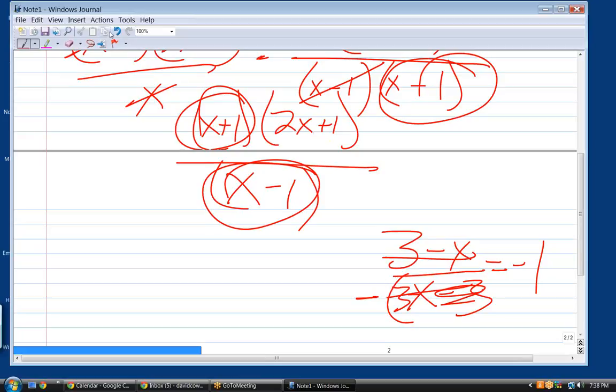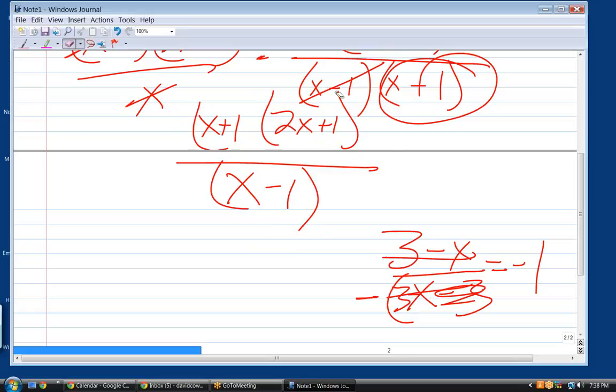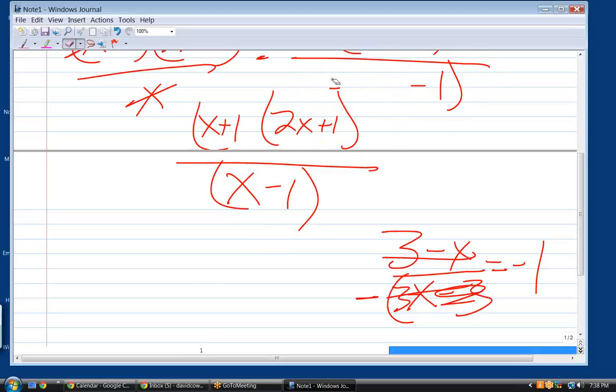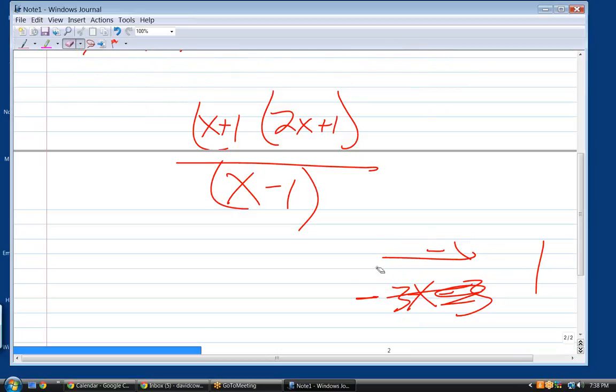I mean, I could multiply them back together again, but there's no point in doing that. You might as well leave the answer in factored form. It's almost better in factored form than it is multiplied together. So this is what your answer would be there.